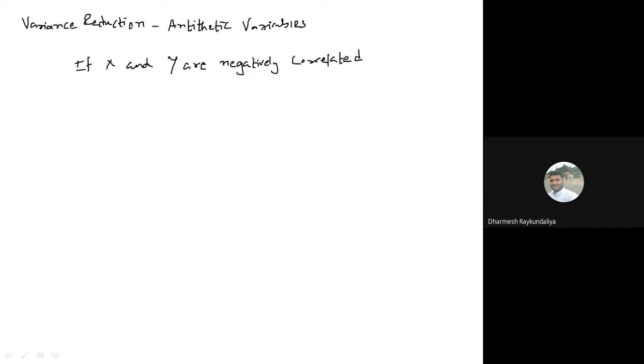Okay, keep this in mind: it is not for the generation. X and y are negatively correlated. So negatively correlated means covariance between x, y is less than 0. Then what is the variance of x plus y? It is variance of x plus variance of y plus 2 times covariance of xy. But what happened? This is negatively correlated.